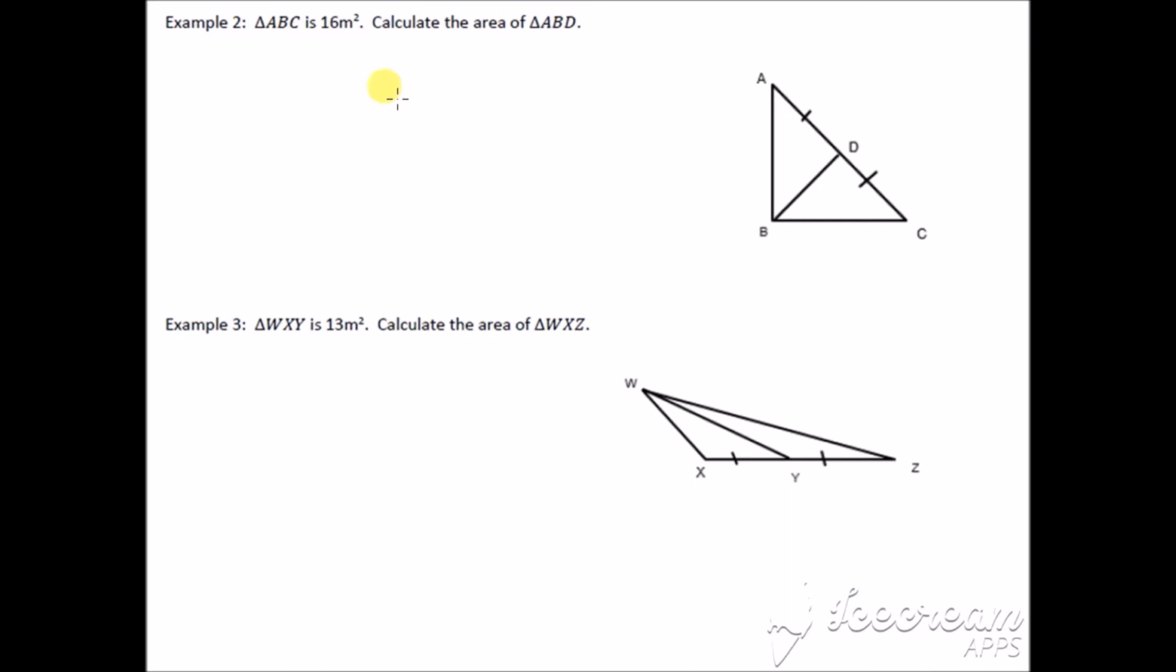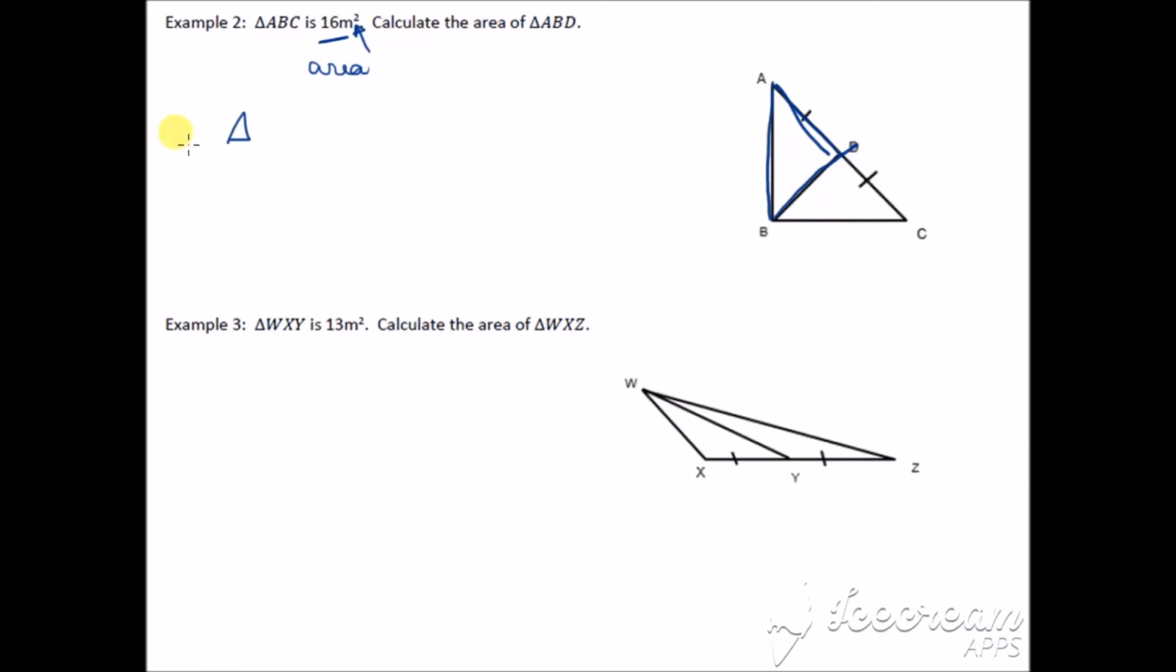Example 2, triangle ABC, so that's the big one here, is 16 meters squared. So that's clearly telling us the area. As soon as we see the squared, we know that they're giving us area. Calculate the area of triangle ABD. So just to wrap our heads around this, ABD is this triangle here.